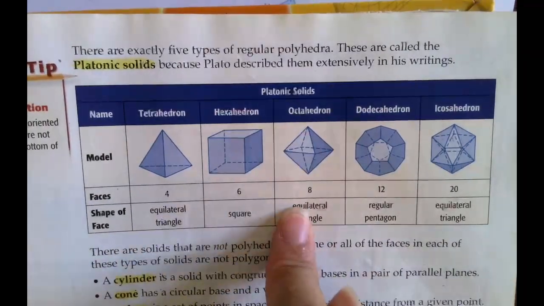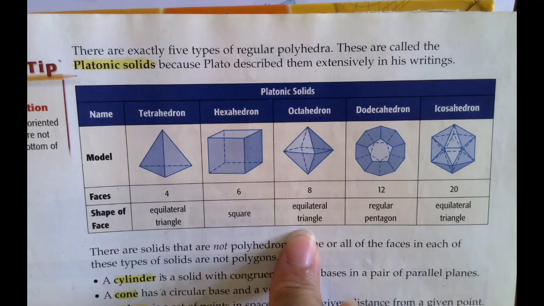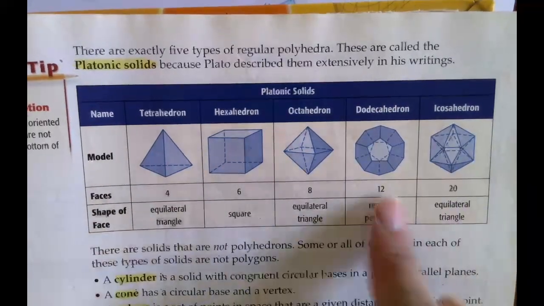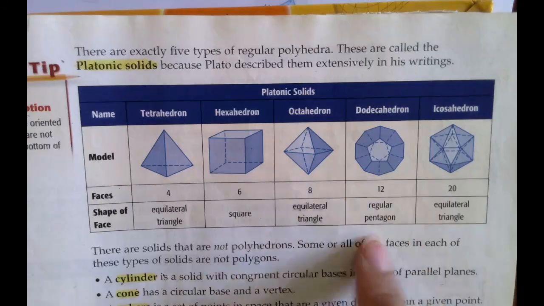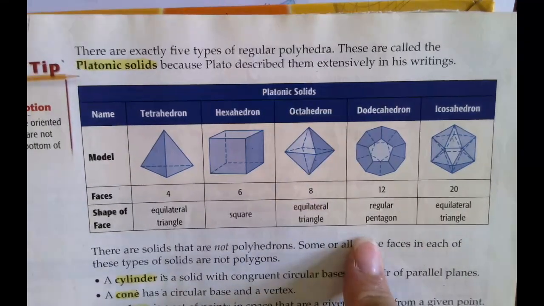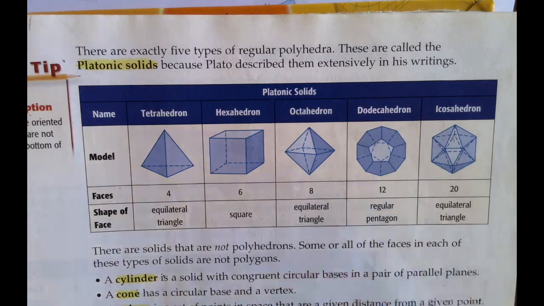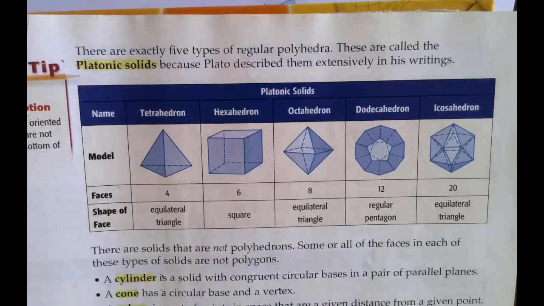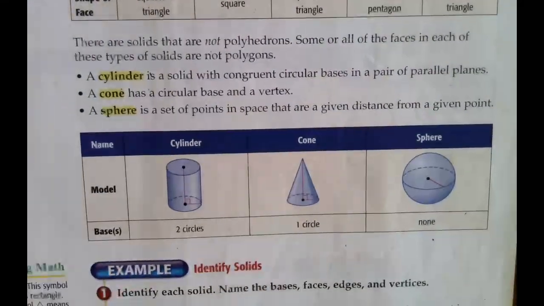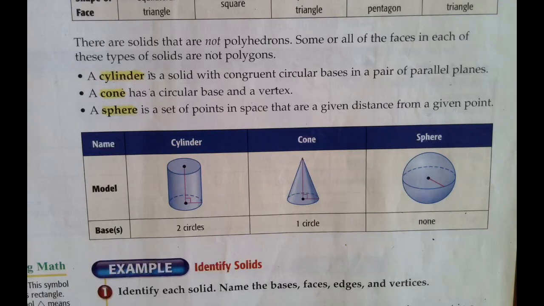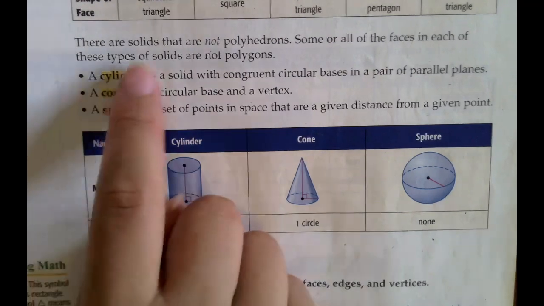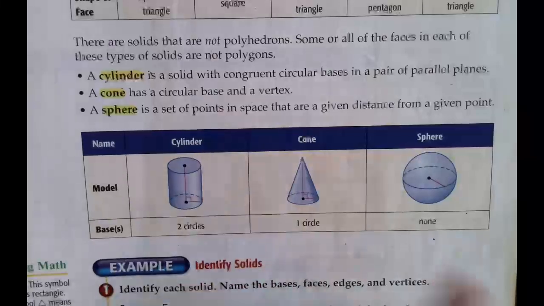Octahedron has 8 faces. They are all equilateral triangles. The dodecahedron has 12 faces. That's why it's dodeca, and these are all pentagons. And then the last one here is our icosahedron, which has 20 sides, and they're all equilateral triangles. These are not polyhedrons because their faces are not composed of polygons. Instead, they're curved. So that is our cylinder, our cone, and our sphere.